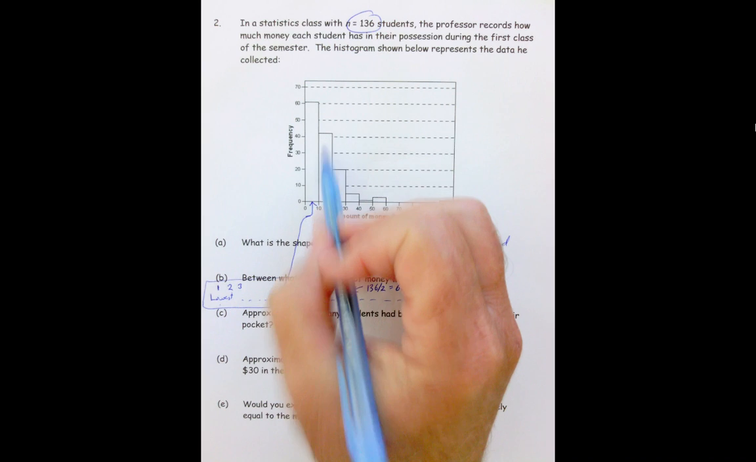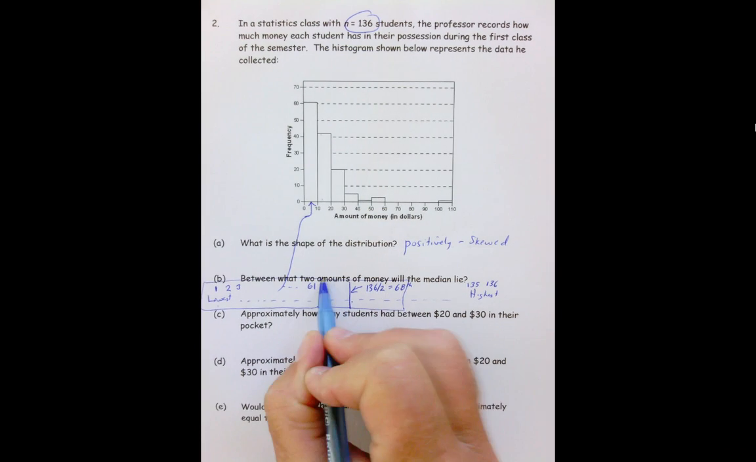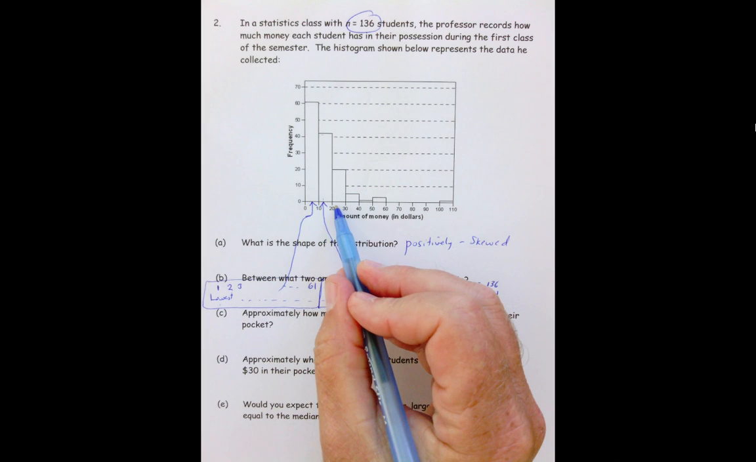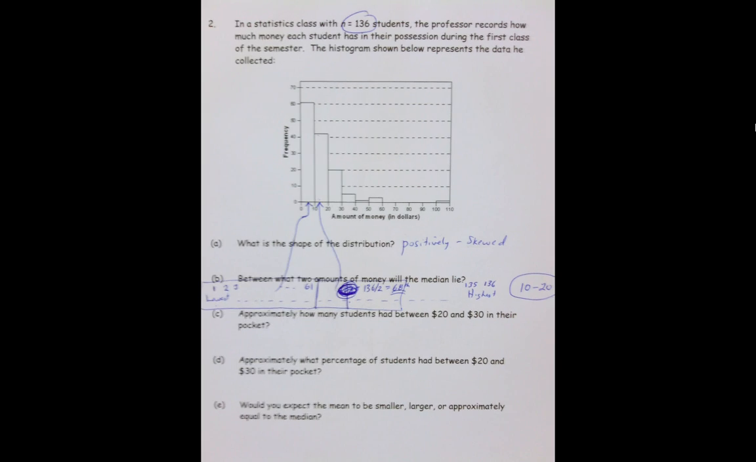These next, from 10 to 20, these next, what would you call that, 42 maybe? These next 42 students fall in there from 10 to 20. Well, what we're looking for, this 68th student, has to fall in the 10 to 20 range. So guys, I've messed this up, but I think you can still follow. So between what two amounts will the median lie? It'll fall somewhere between 10 and 20 for the reason I just explained.